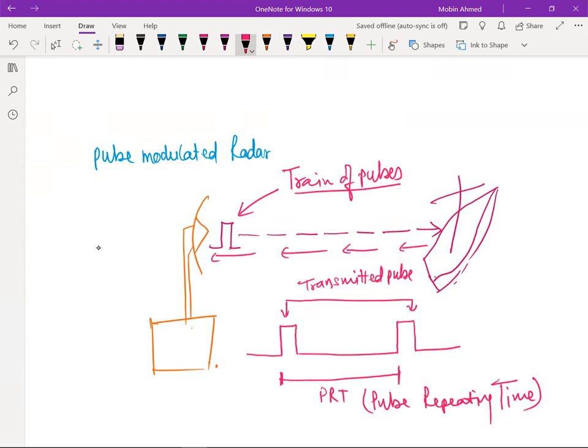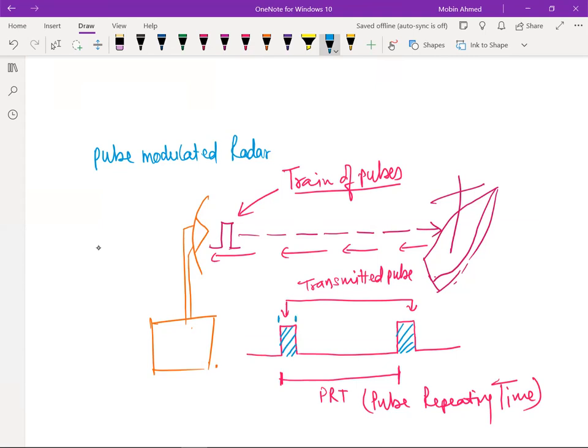So this is periodic now. It is going to appear after a certain period of time. That is, a fixed period is there. And this is the transmission. This is being transmitted here for this duration. So this is a pulse, a transmitted pulse from here to here.